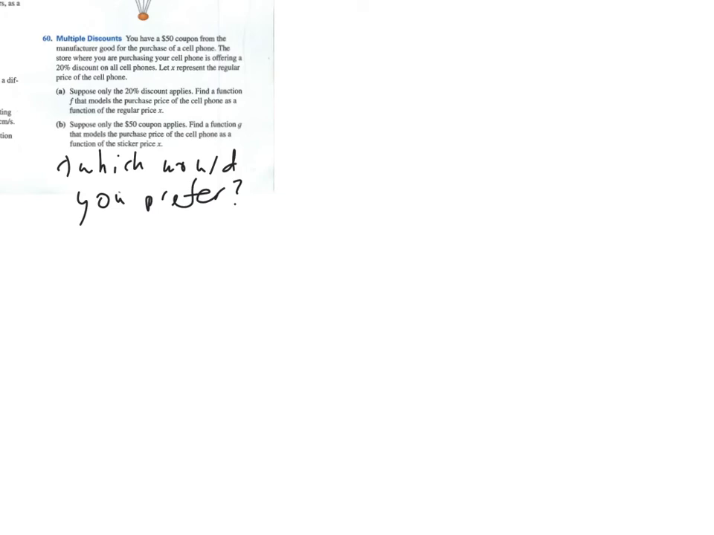All right, next up here, number 60. So it says you got a $50 coupon for a cell phone, and then another one you have 20% off. Let x represent the regular price of the phone. So then A says write a function f that models it with just the 20% discount. So then I would say f of x equals, and I always think if it's 20% off, that means I really have to still pay 80% of it. So I would say 0.8x or 0.80x.